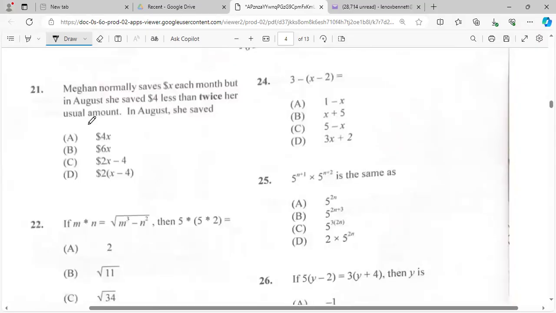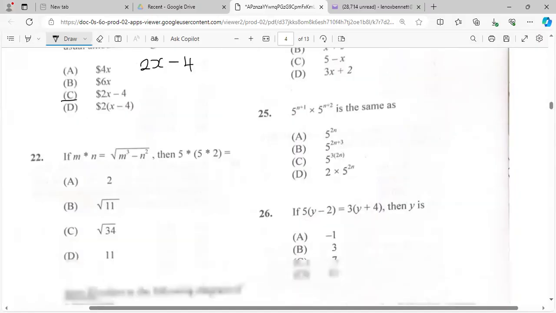Right. Megan normally saves x dollars per month. Again, guys, write down these as I go along. In August, she saved $4 less than twice her usual amount. So her usual amount, that would have been 2x minus 4.